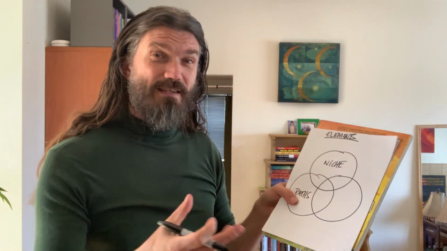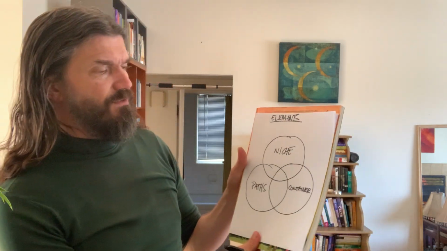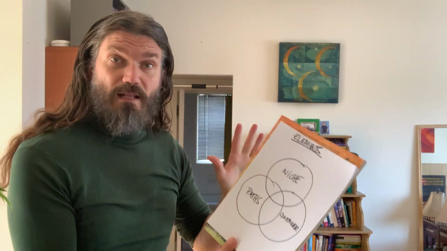Like if you want to build a path to your door, so people can actually find you, because nobody's going to hack their way through the underbrush with a machete to find you. And then there's what I would call the container. And the container is like the bucket that receives all the water. And so these are the 3 elements.